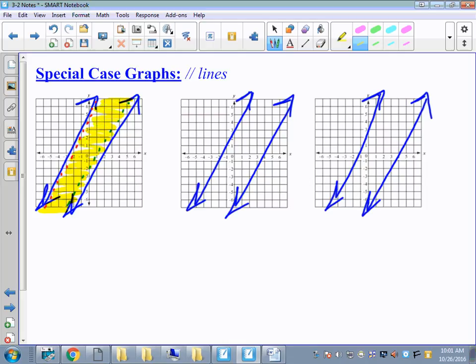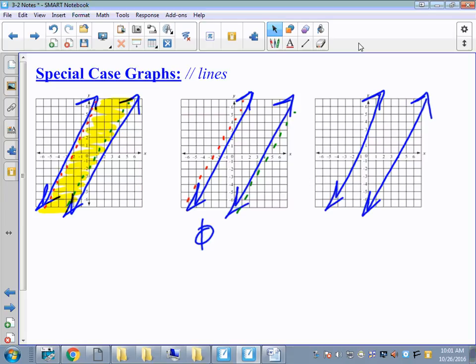Okay, another scenario is what if we are above the first line and below the second line? If the shading continued in those directions, there would never be any overlap. So in this particular case, no solution would be the appropriate answer. There's not going to be any overlap. We would have shading to the left, shading to the right, but nothing overlapping.